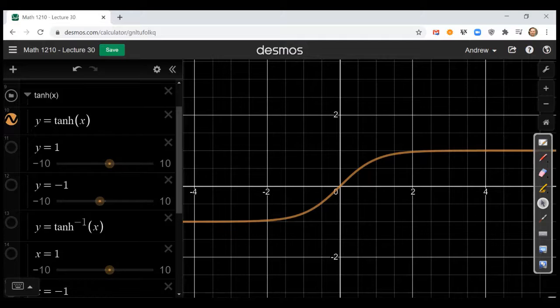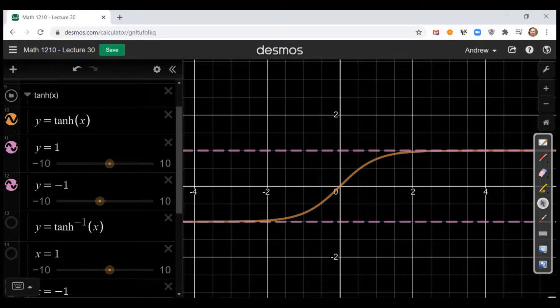Now consider the graph of hyperbolic tangent. You'll recall that this graph had some horizontal asymptotes at 1 and negative 1. So while the domain is all real numbers for hyperbolic tangent, its range is from negative 1 to 1, where 1 and negative 1 are not included in that.